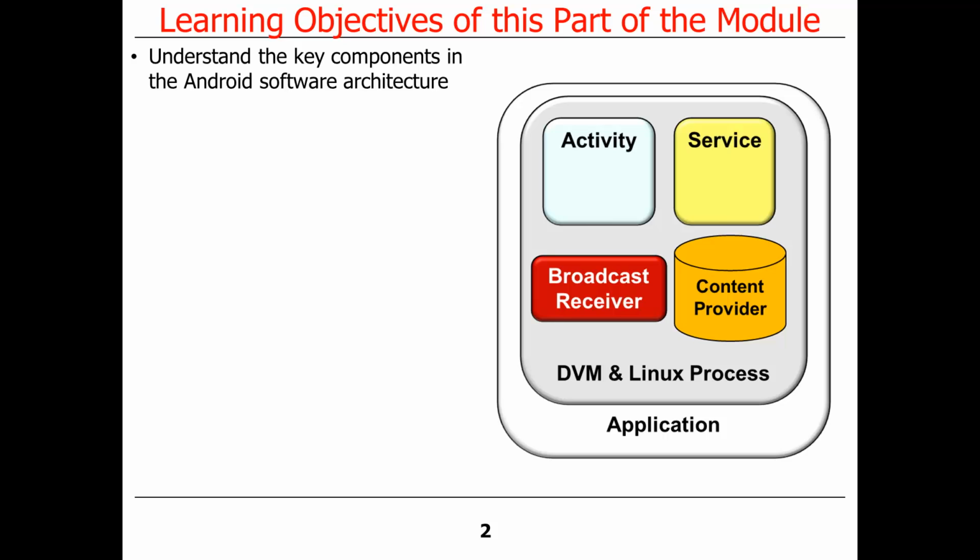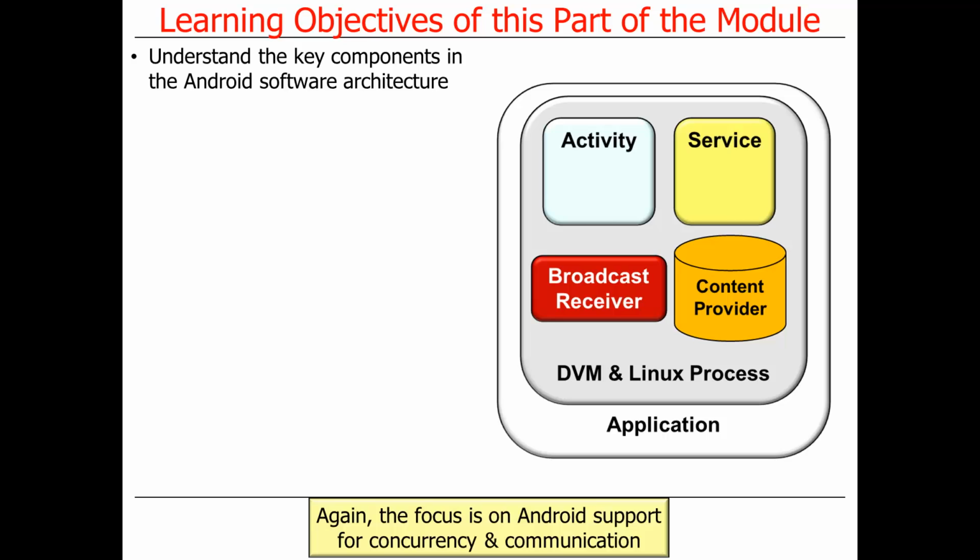But before we do that, I'm going to give you a brief overview of the 5 main components in Android. So this is what we would consider to be the components in Android's software architecture. Again, as we go through all this stuff, where it makes sense, I'll point out how these components are used in the context of concurrency and communication.